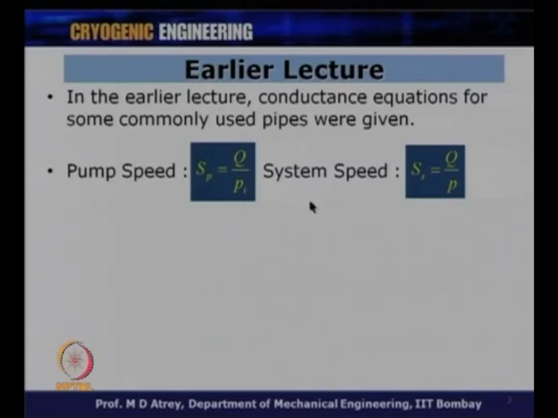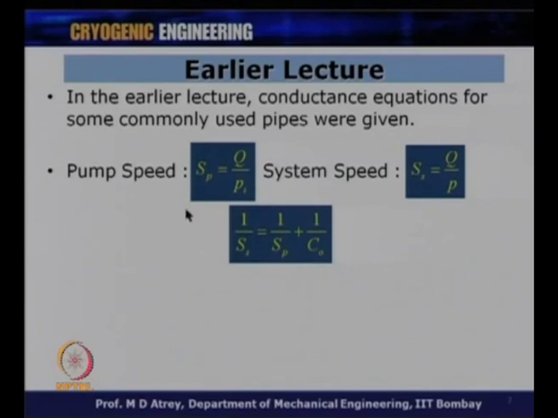Now, this SS and SP, the system speed and the pump speed, get related to each other, and we have seen this equation: 1 upon SS is equal to 1 upon SP plus 1 upon CO, where CO is the conductance of the connector of the vacuum pump and the system to be pumped. One can see from here, this is a kind of reciprocal rule. We know that SS is going to be less than SP and less than CO. So, in order to maximize SS, we have to use such a pump which has maximum SP, and we have to use such an arrangement that we get maximum conductance, so that our value of SS is going to be as high as possible.